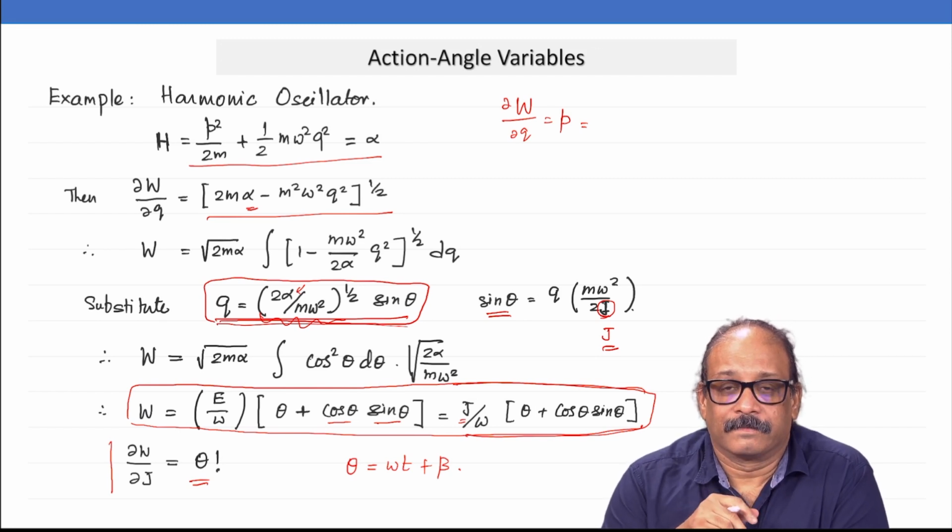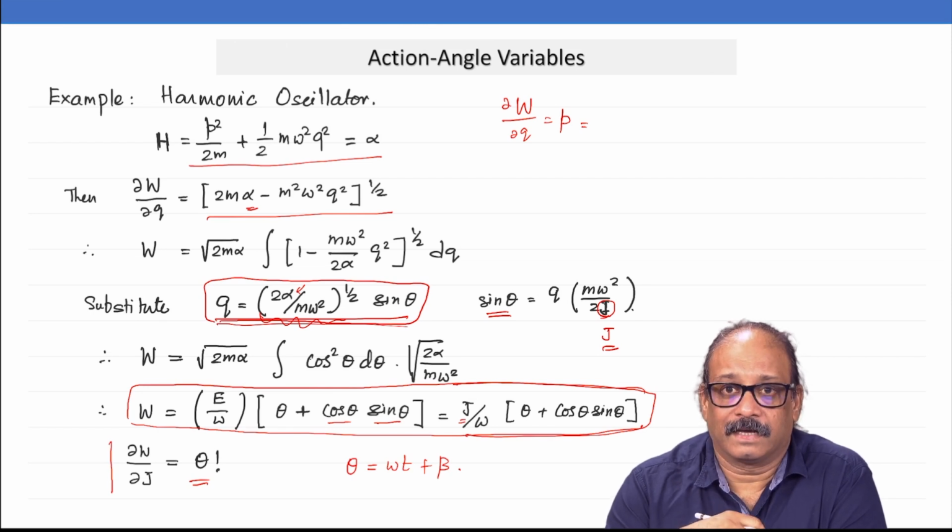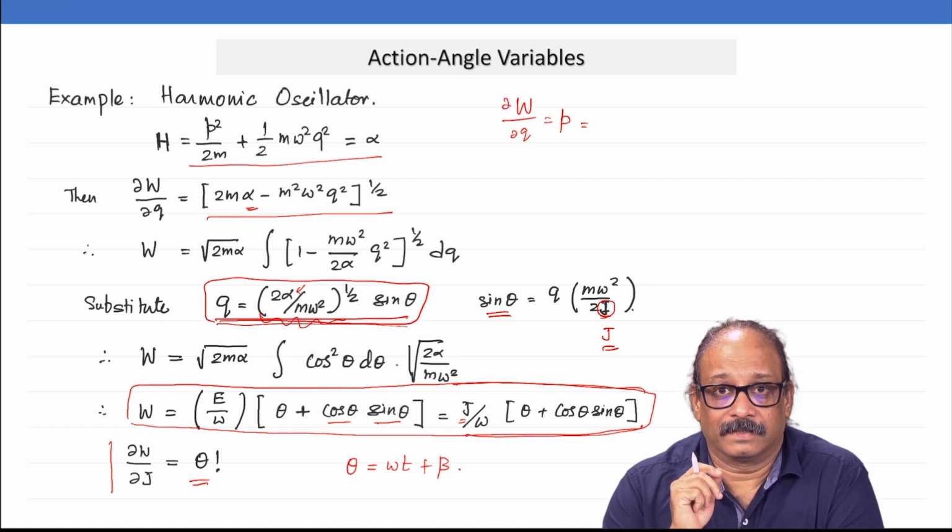In the next class, I will use the same action angle variable method and apply it to the Keplerian problem.